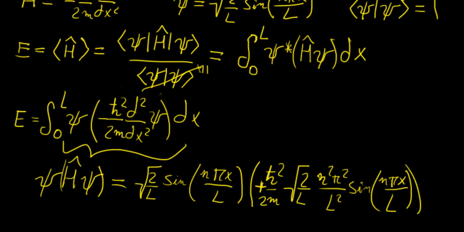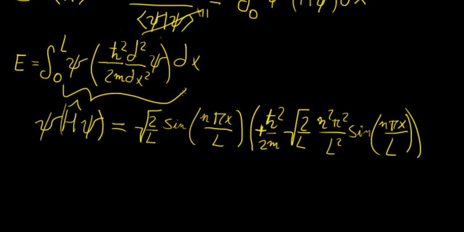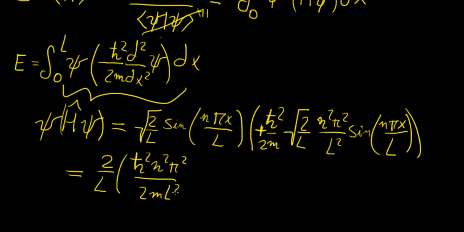And now that we have derived that result, all we need to do is put this together. So this is going to become 2L times h squared n squared pi squared over 2mL squared. And here we're going to have the following. We're going to have sine squared of n pi x over L. This is going to be what we put inside our integral.